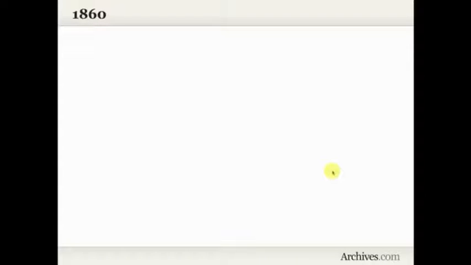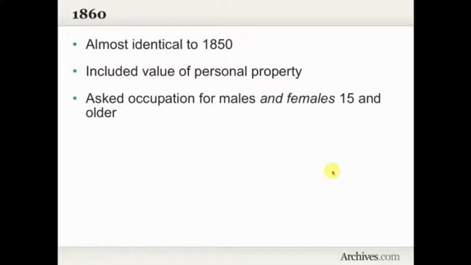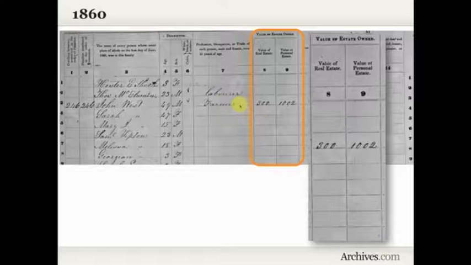All right, moving on to 1860. Now, 1860 is almost identical to the 1850 census. One difference is that it included the value of personal property, and it asked the occupation for males and females 15 and older. So here we see in the 1860 census, we have the column not only for the value of the real estate, but also the value of what they call personal estate. So this is going to be reflecting of those horses that they owned, the cattle, any sort of personal property.